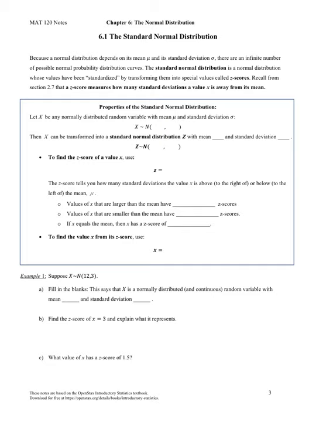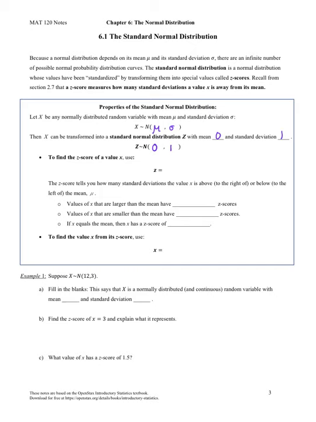When we are discussing a normal distribution, we often use this notation here, where we will put our population mean first and our population standard deviation second. And then we can transform our standard normal distribution z with a mean of 0 and a standard deviation of 1, which would look like this.